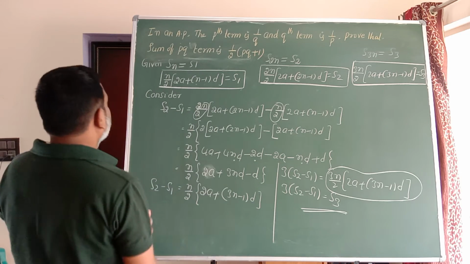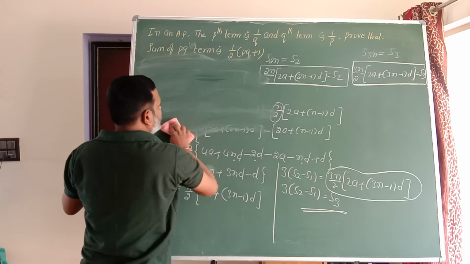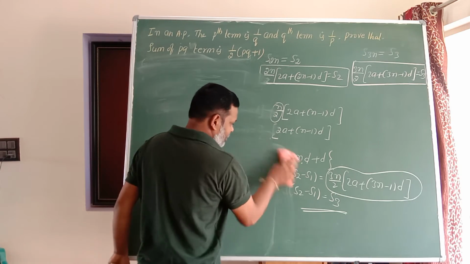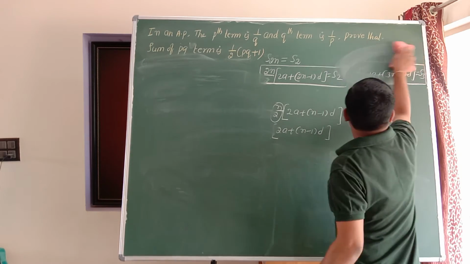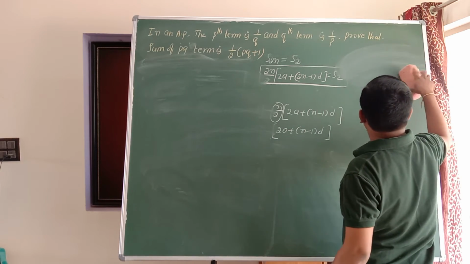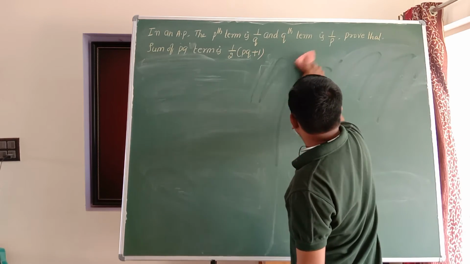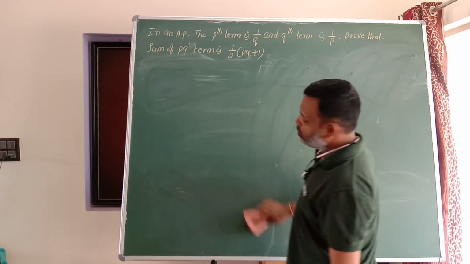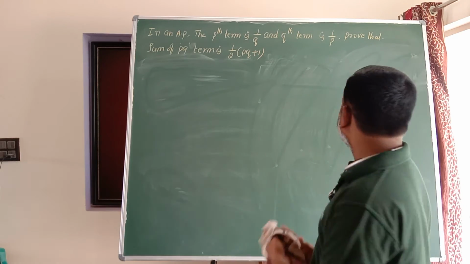So once again, read it. In an AP, look at the question. Very important one, very important for 5 marks. In an AP, the pth term is 1 by q and the qth term is 1 by p. Then we wish to find the sum of pq terms, which is half into pq plus 1.